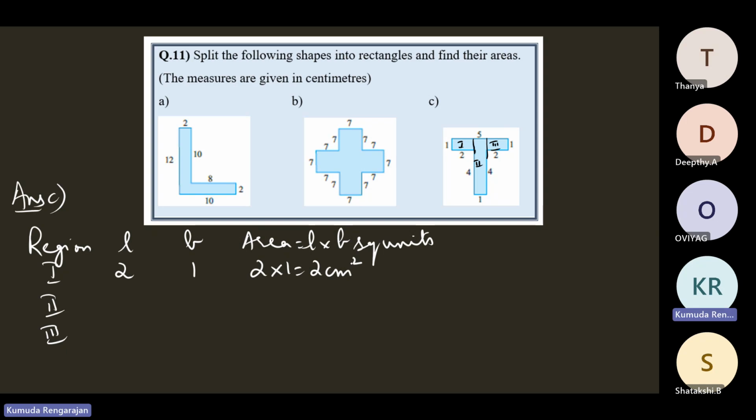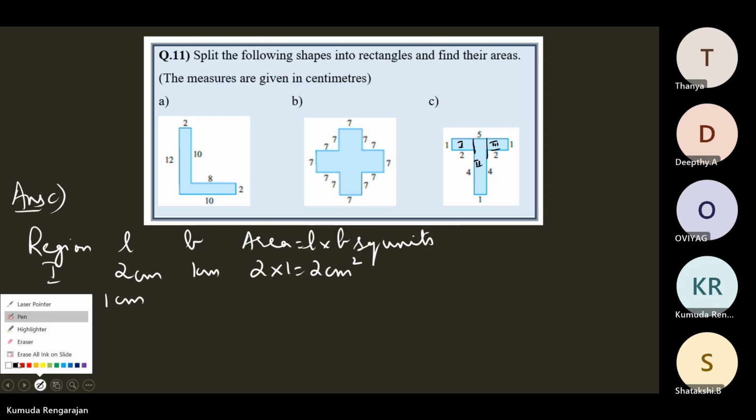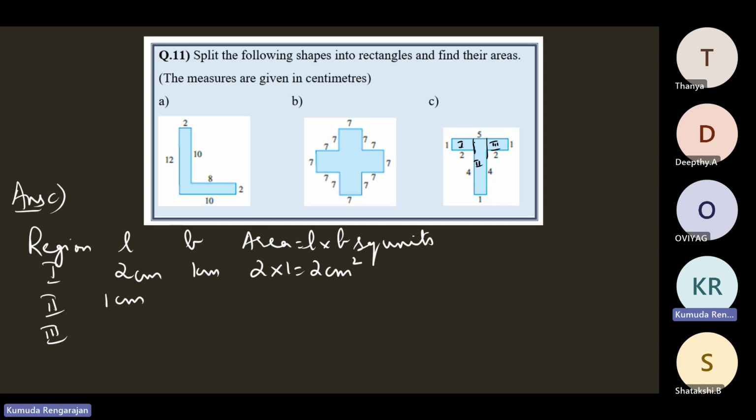Region 2, length? Ma'am, region 2's length is 1 centimeter. Correct. And breadth is 4 centimeters. Okay, I'll ask your friends also. See, breadth is this one. Yeah, girls, tell me, all of you. The breadth of region 2, I think it's actually 5 centimeters.